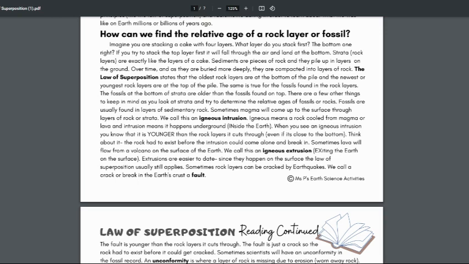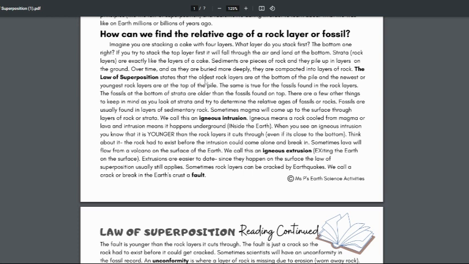Imagine you are stacking a cake with four layers. What layer do you stack first? The bottom one, right? If you try to stack the top layer first, it will fall through the air and land at the bottom. Strata, or rock layers, are exactly like the layers of a cake. Sediments are pieces of rock and they pile up in layers on the ground. Over time, and as they are buried more deeply, they are compacted into layers of rock.